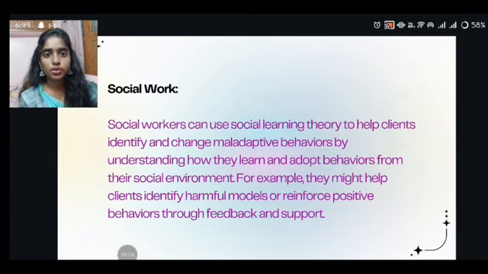The second one is social work. Social workers can use social learning theory to help clients identify and change maladaptive behaviors by understanding how they learn and adapt behaviors from their social environment. For example, they might help clients identify harmful models or reinforce positive behaviors through feedback and support.